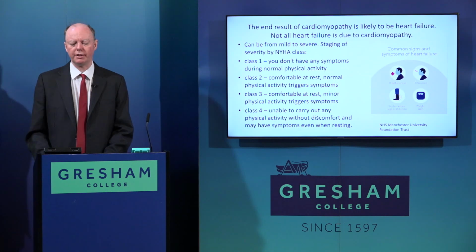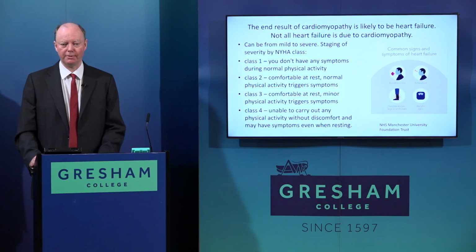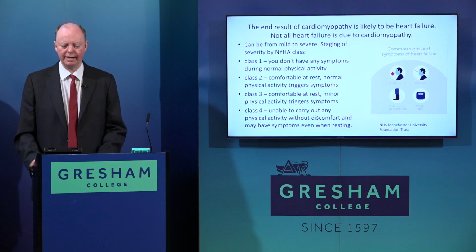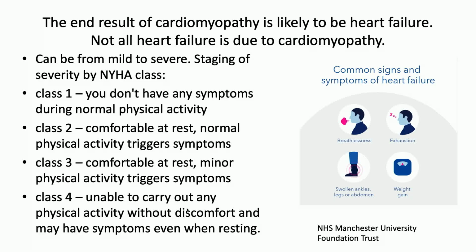Now, the end result of cardiomyopathy, and particularly ischemic cardiomyopathy, which is the most common, is likely, if it progresses, to be heart failure. Not all heart failure is due to cardiomyopathy. You can get it due to valve disease, you can get it due to ischemic disease, and a number of things can be the cause of it, but cardiomyopathy is one of the most important causes. And it can be from very mild heart failure to severe. So it's not a yes-no, it's a gradual spectrum.